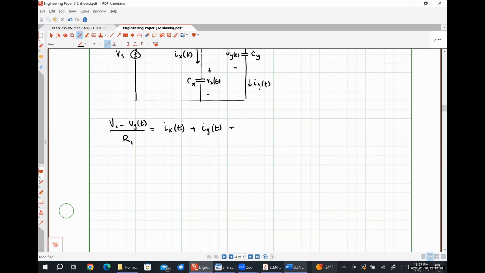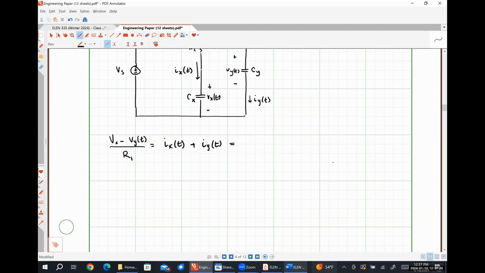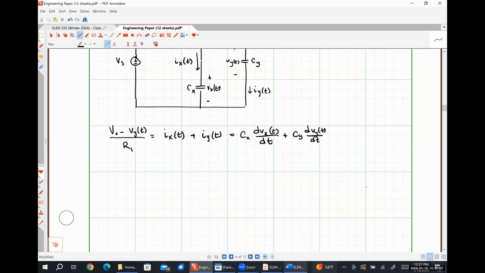All right. So I'm just going to go ahead and do that up here, and then I'll get things smaller, as it were, in a moment. So let's see. So the current flowing through a capacitor is C times the derivative of the voltage. So that's going to be Cx dVx by dt plus Cy dVy by dt.